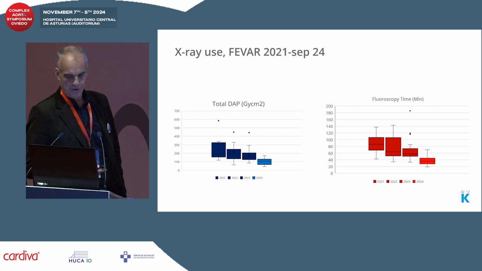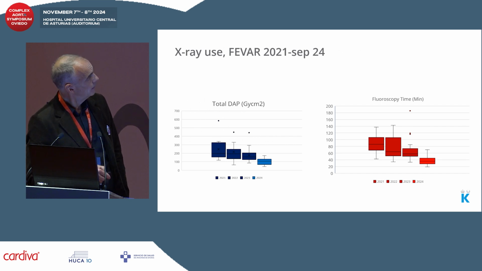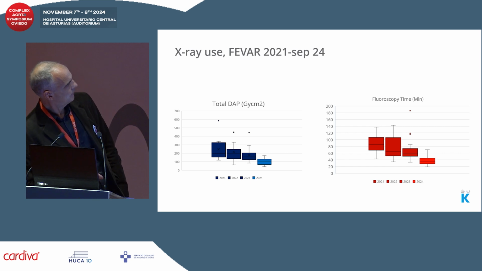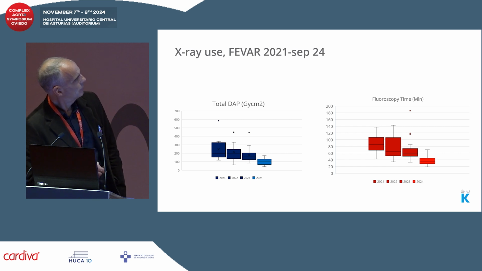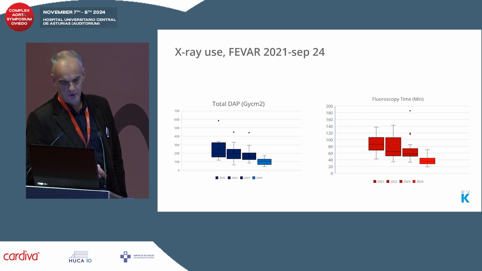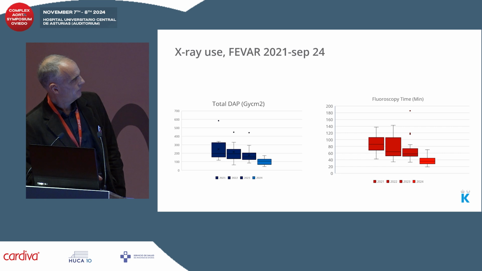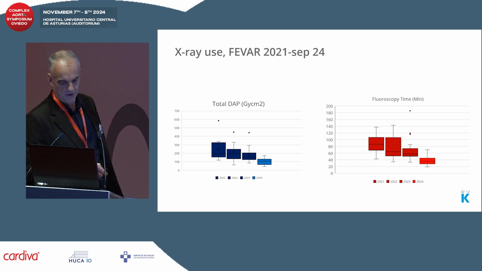And this is what it looks like when we compare the year in light color to the preceding years on total X-ray use expressed as DAP and fluoroscopy time. We have had a steady decline in X-ray use over the last 2 years, probably for several reasons, but it seems to have accelerated from this year when we have used LumiGuide. So we believe that it's in a great deal an effect of LumiGuide use.